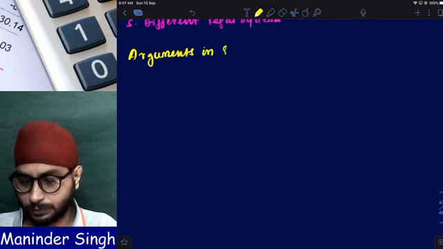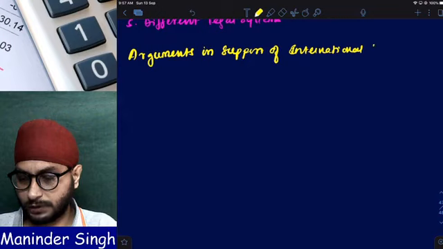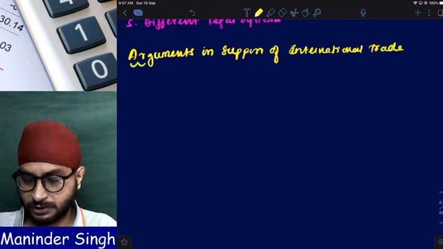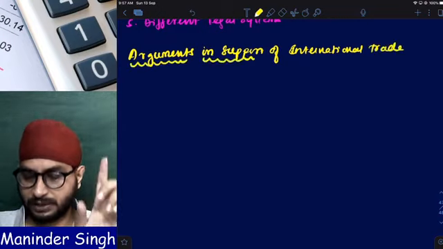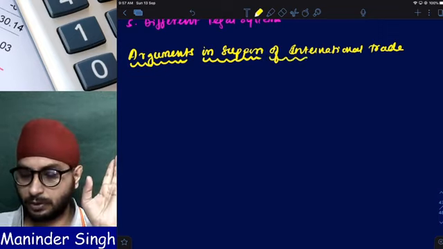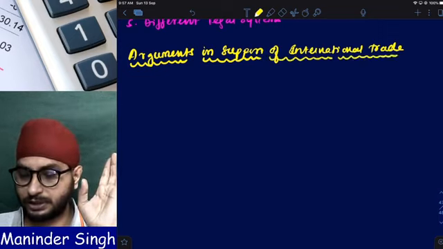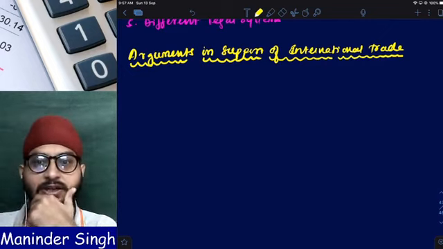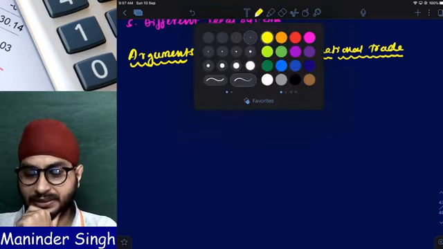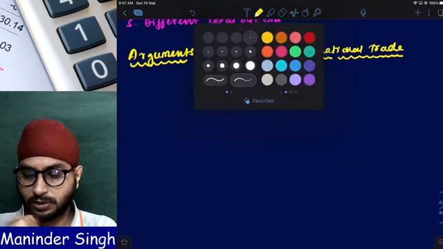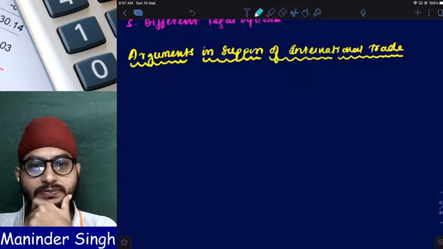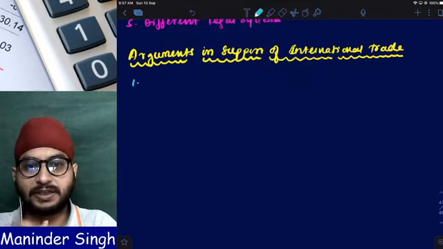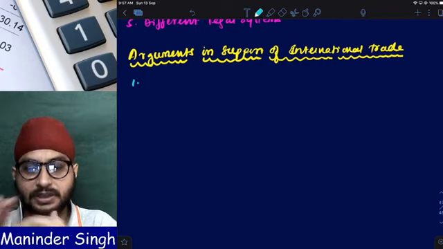Arguments in support of international trade. You told me that you want international trade. All the students in the class have told me that. But you should not only say it, you should also tell the reasons why you feel international trade is good. You are telling that international trade has to be done, now tell why. Clear? Let us see some reasons why international trade is beneficial to all countries.